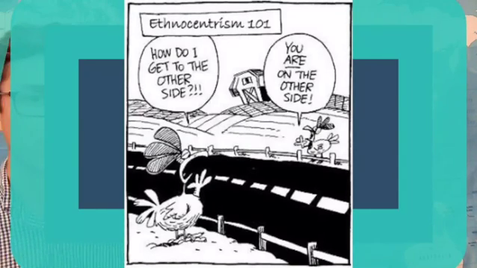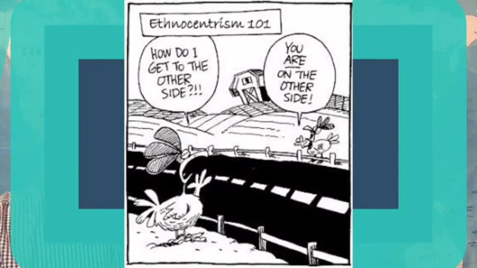So here are some examples, a couple of comic strips. The chicken is saying, how do I get to the other side of the road? And the ethnocentric chicken says, you are on the other side of the road, because that chicken can only view it through their cultural lens.